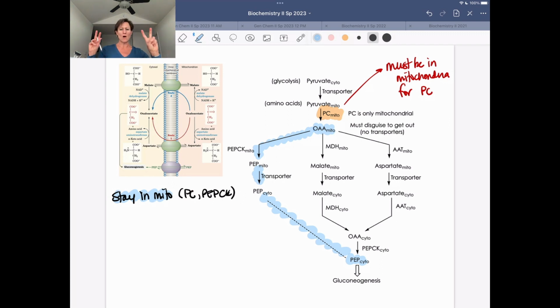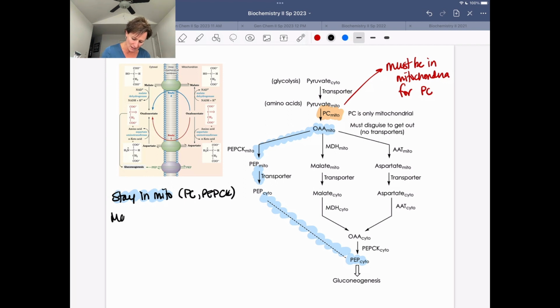So that's sort of like my all mito option. I stay in the mitochondrion as long as possible. Once you get to phosphoenolpyruvate though, then you need to get out into the cytosol because that's where the rest of those gluconeogenic enzymes are. Again, reversing glycolysis enzymes. All right, we're going to call our next one, use that malate shuttle.